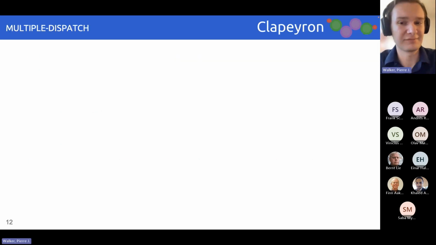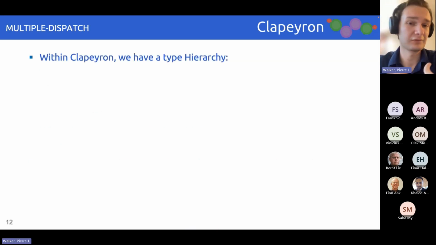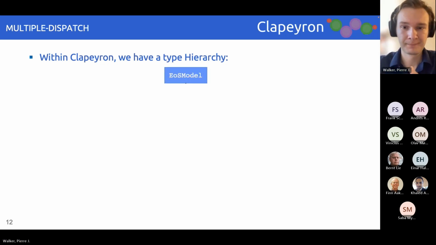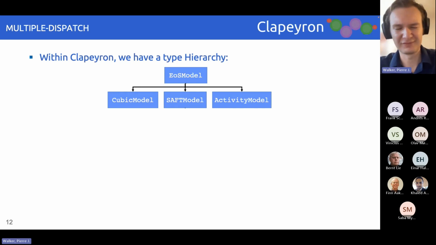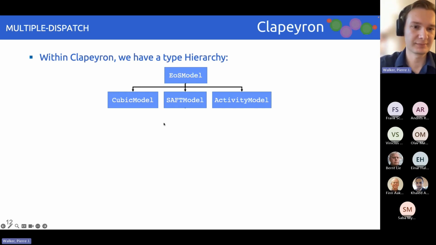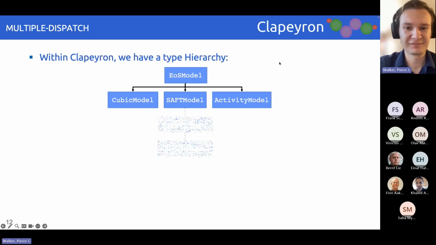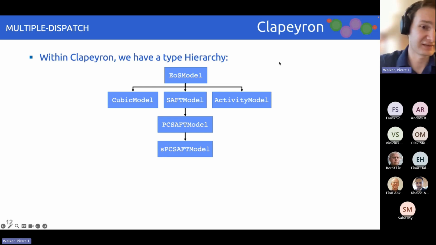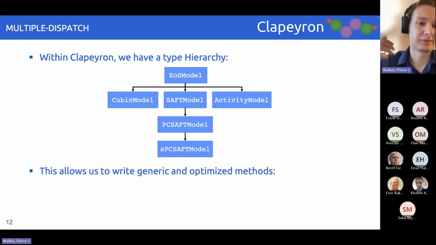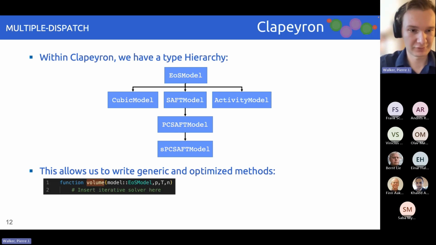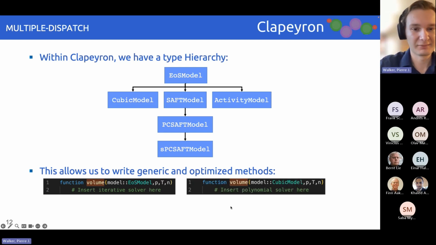To give an example of this, within Clapeyron, our equations must all fall under a type hierarchy, the head of which is the generic EOS model. We can then divide the model into different subtypes, such as cubic model, SAFT model, and activity, after which we define types specific to the equation of state. Now, this allows us to write a generic and optimized method for our code, where for the input type we can have the generic one which takes in any EOS model type, and we also have one that is specific for the cubic model which solves it analytically.